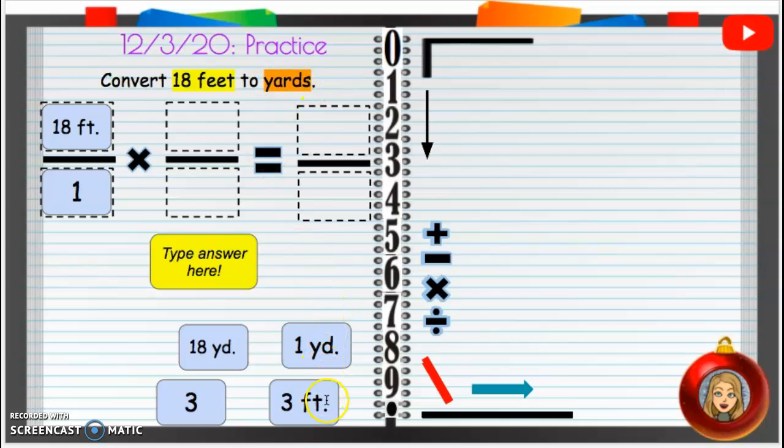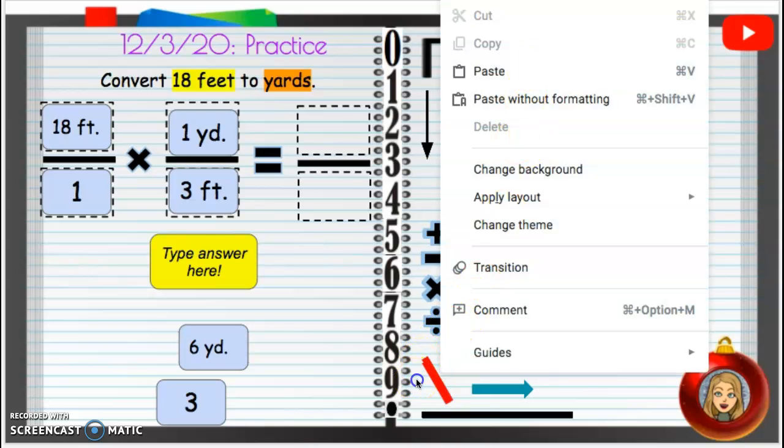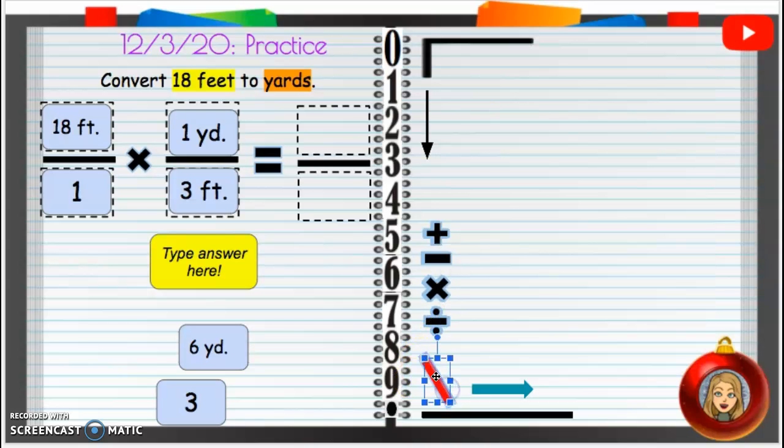So feet and yards, I know that there's 3 feet in 1 yard. So 1 yard equals 3 feet. So then I place them here. The feet is diagonal, so we can cross them out. Or instead of crossing them out, we can cancel them out.